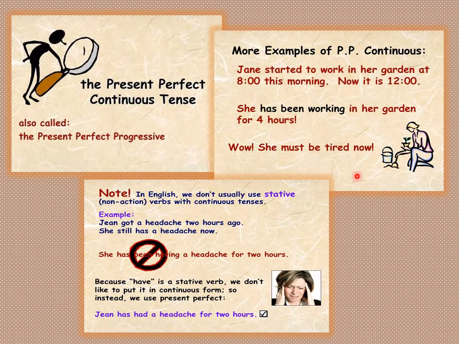Wow, she must be tired now. Note, in English we don't usually use stative non-action verbs with continuous tenses.